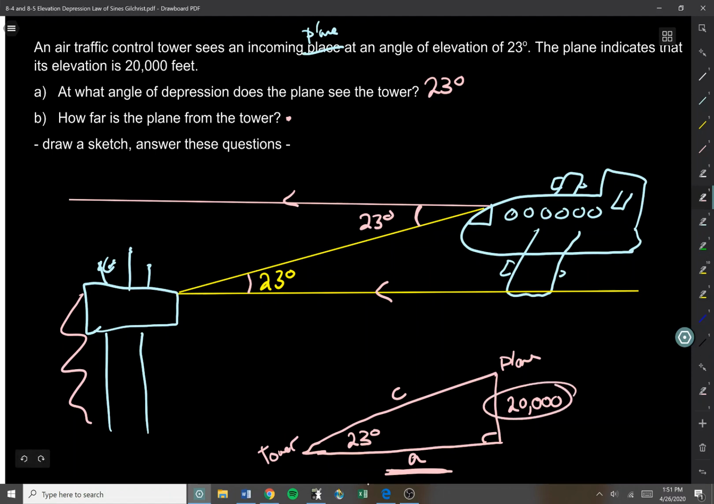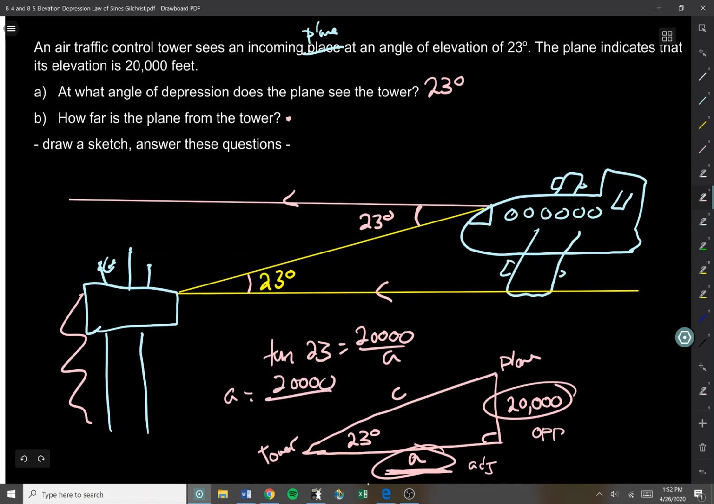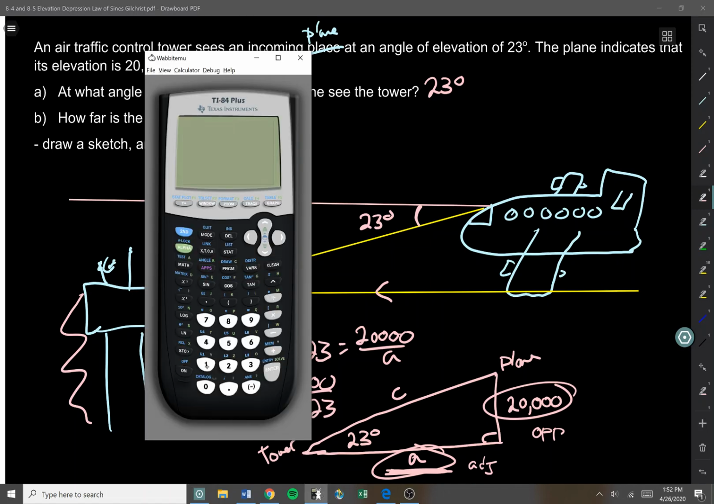Well, I've got this side and this side I want to work with. That's opposite and adjacent. I'm going to be using tangent. I know the tangent of 23 is 20,000 over A. So that means that A equals 20,000 divided by the tangent of 23. Again, you use tangent a lot because you typically are working with opposites and adjacents.